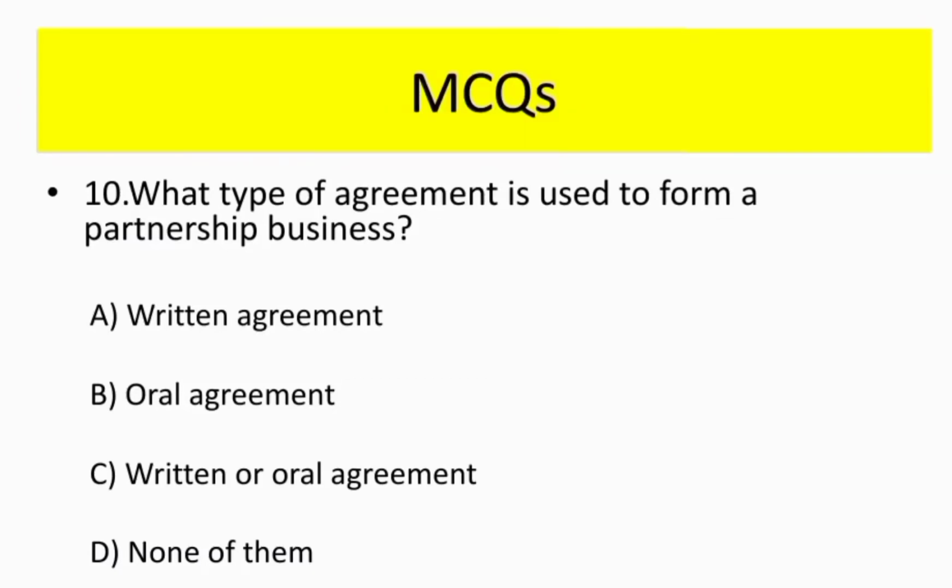Question number 10. What type of agreement is used to form a partnership business? So let me tell you, an agreement for a partnership business can be made written and also can be made orally. So out of these options, the correct option is C, that is written or oral agreement.